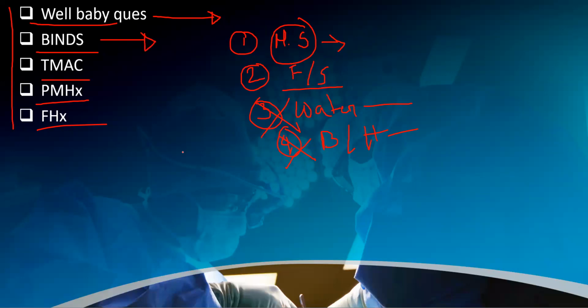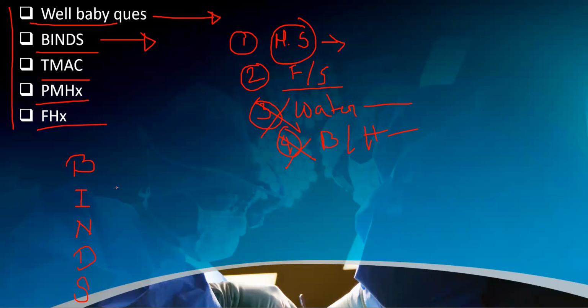The next one is BINDS. Now BINDS has a lot of things to ask, but depending on your time and how you are doing the history, you can always cut it out. In BINDS, there is B for birth history, I for immunization, N for nutrition, D for development of the child, S is for, you can say, social or support.